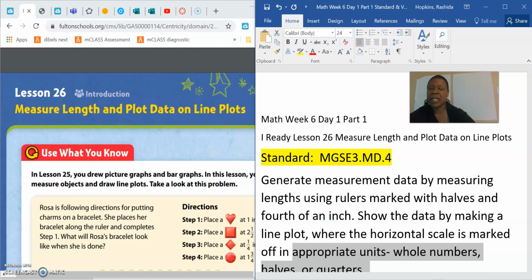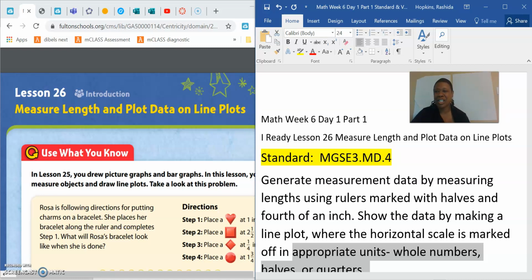Today we're going to be working from iReady Math Lesson 26, pages 270 to 273. It's on measure length and plot data on line plots. So, class, you should be saying, yes, yes. Class, yes, yes. This is week 6, day 1.